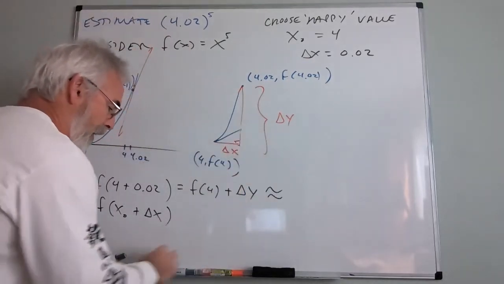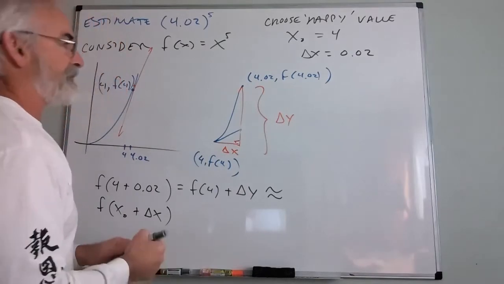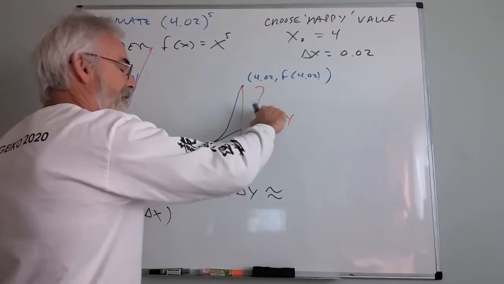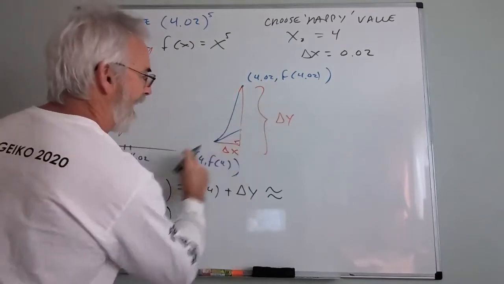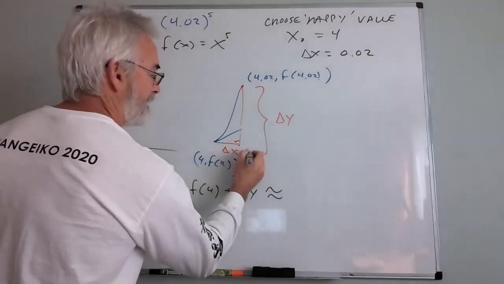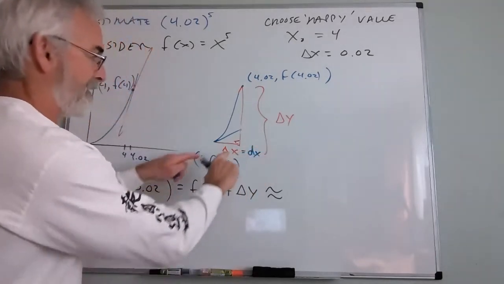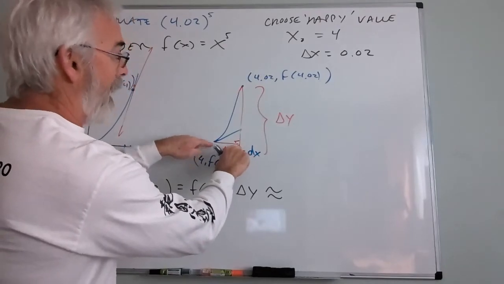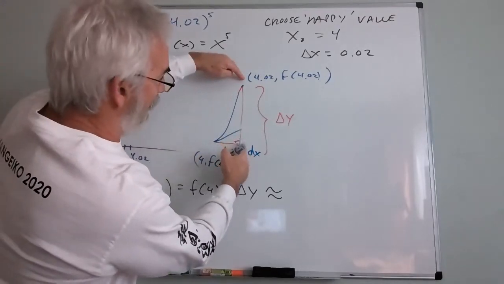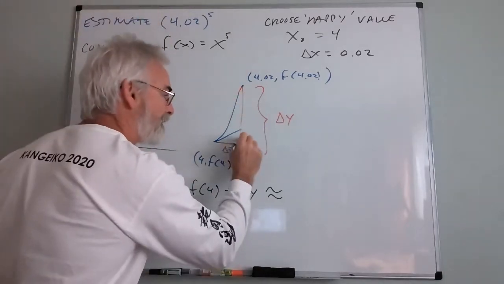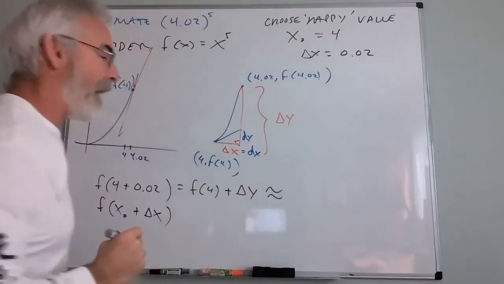So the notation we introduce is: on the curve, the change in x is delta x, the change in y is delta y. On the tangent line, we call the change of x dx, but dx clearly is the same as delta x because the change in x on the line and the change of x on the curve is the same. Oh, but the change of y on the curve and the change of y on the tangent line are not the same. So we call this piece right here dy.